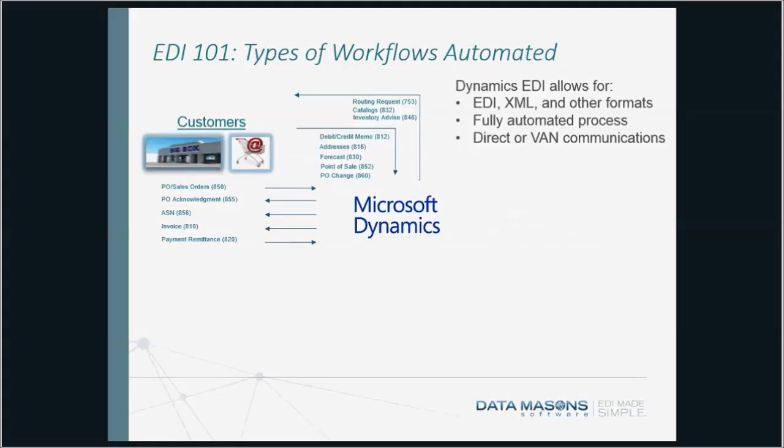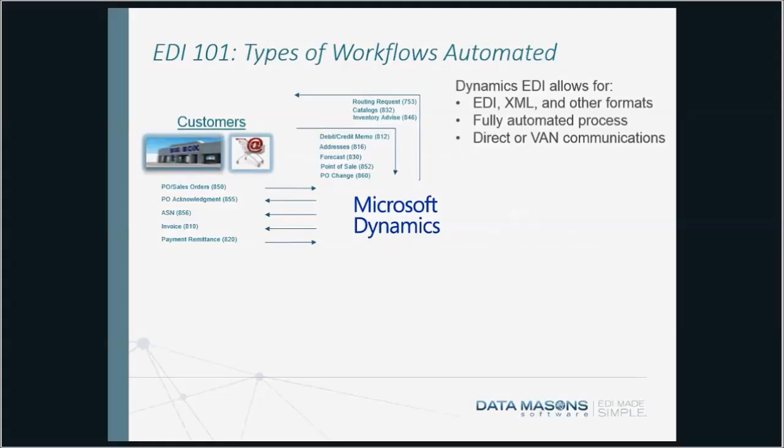Within that, they may also want you to acknowledge the order. Was the price correct? Are you going to be able to ship on time? Those types of details. And then as you physically pick, pack, and ship the product, they may want to send back what's called an advanced shipping notice, or often referred to simply as an ASN.